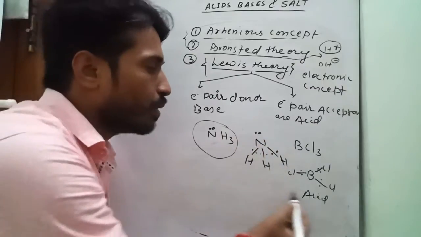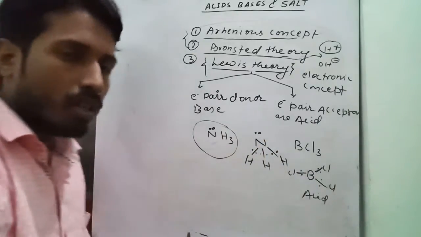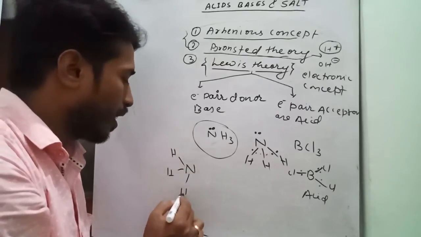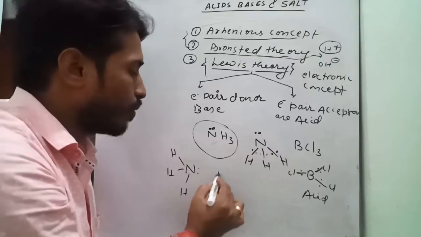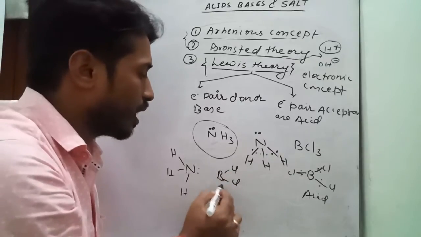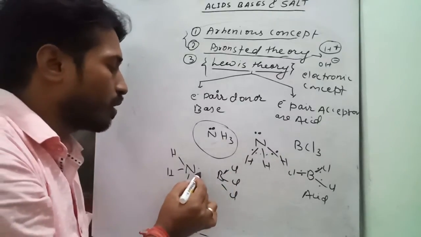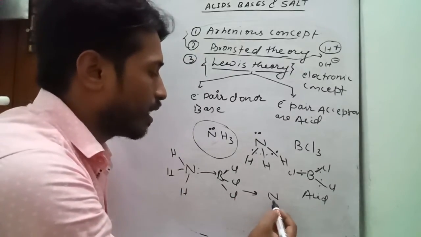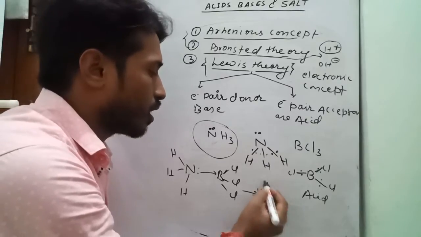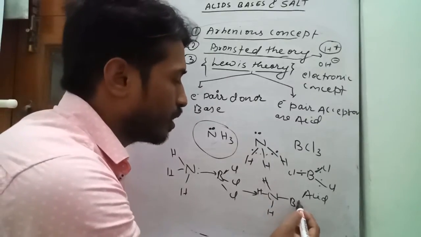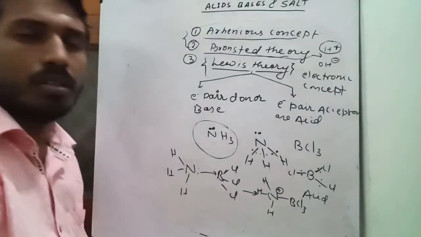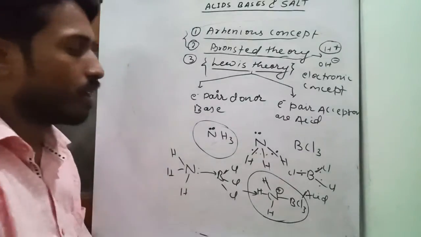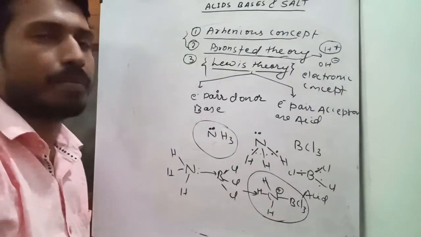Now when we mix both these two species, we have NH3 with its lone pair, and we have BCl3. So NH3 will give its electron pair to BCl3 and form a compound like this, H3N-BCl3. So it will have what? Positive charge on nitrogen. In this way we define what is known as the Lewis theory of acid and base.